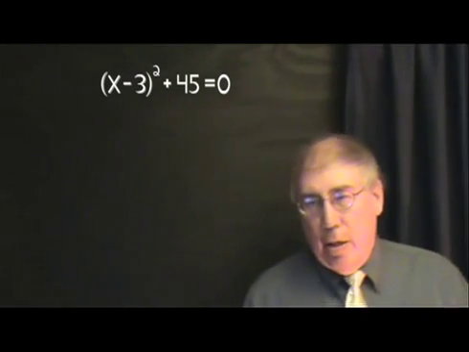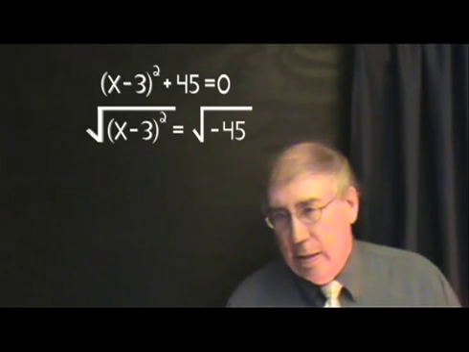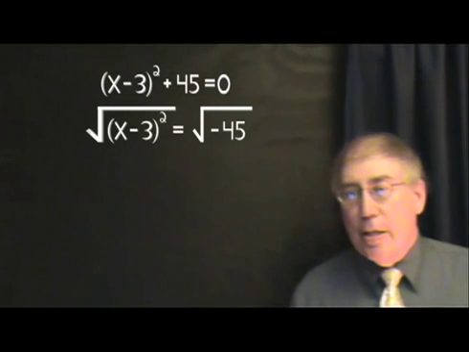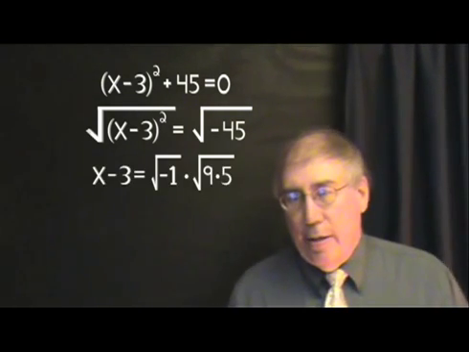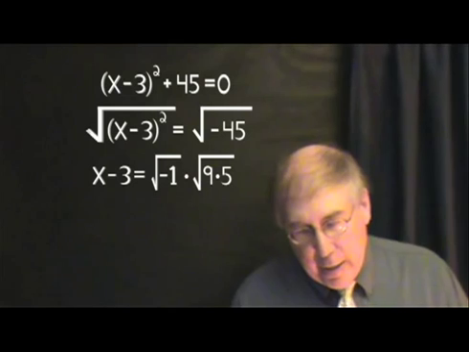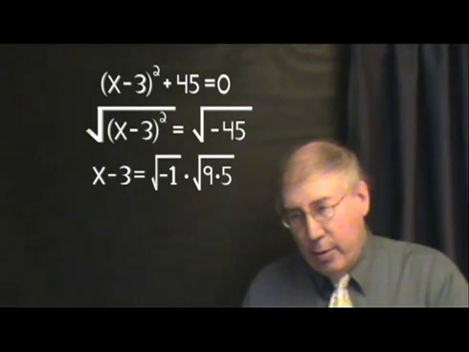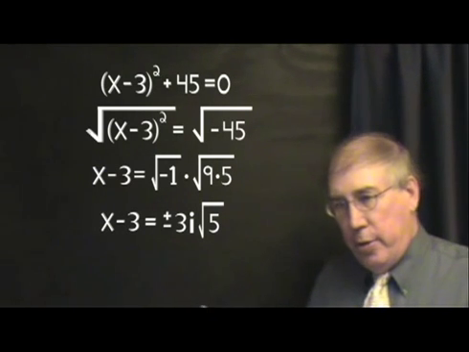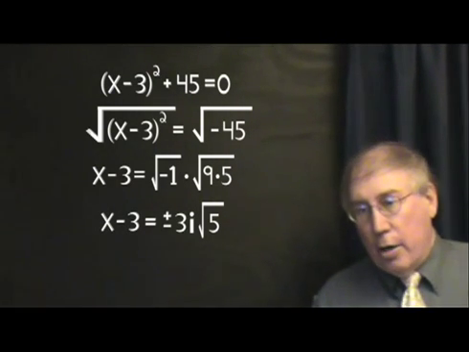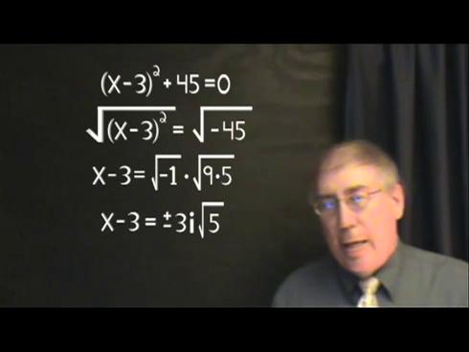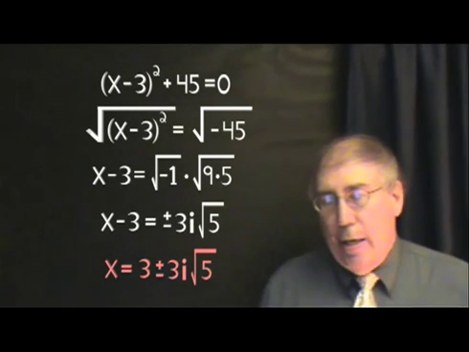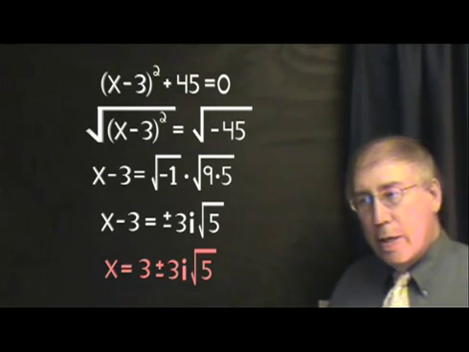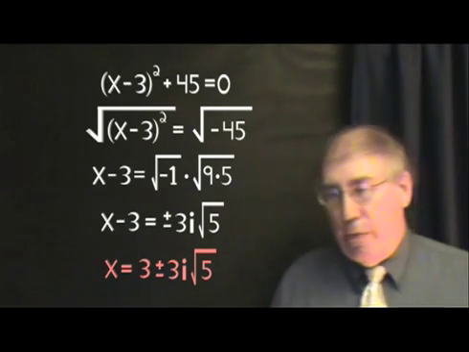This one here, let's watch for a negative. Let's subtract 45 from both sides, and then let's take the square root of both sides. The right hand side, we can work that out with the square root of negative 1, and then the square root of 9 times 5. We can pull out a 3, and then we have an i for the square root of negative 1. And so we'll bring the 3 over on the right hand side. We get x equals 3 plus or minus 3i times the square root of 5.